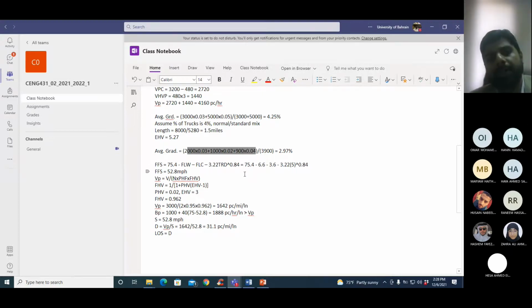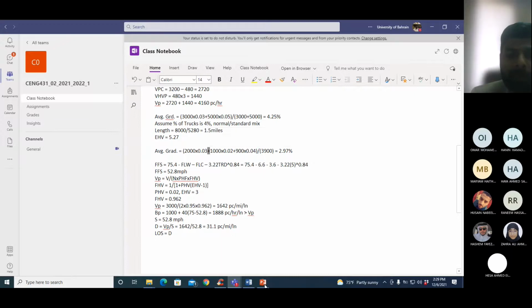Okay, so for example, if this 2% was a negative gradient, a downward gradient, negative means downward. So if you have a downward gradient, then this 2% will come with a negative sign here. Keep it in mind. Wherever you have a downward gradient, in the average gradient equation, it will go with a negative sign.